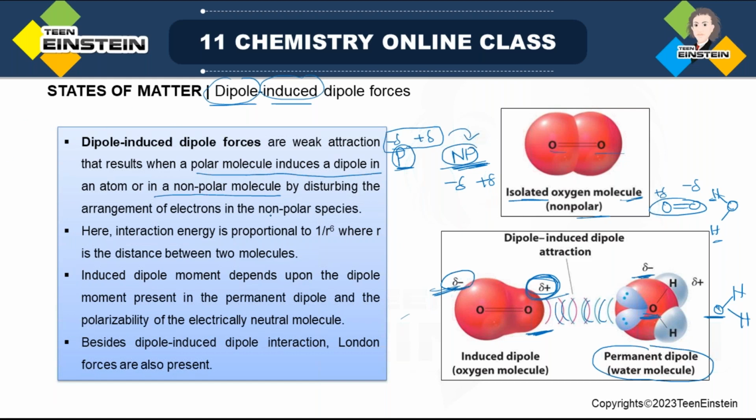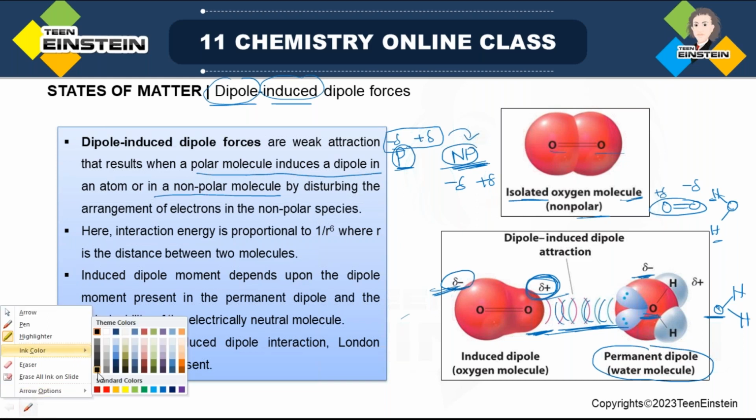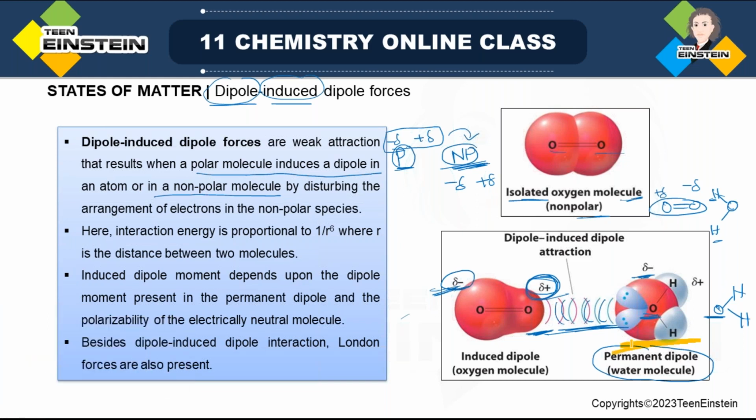The induced dipole moment depends upon the dipole moment present in the permanent dipole. That means here if you consider the water molecule, how much induction there will be depends on the polarity of the molecule that you have taken. Here we have taken the water molecule as the polar molecule. Suppose instead of water you have taken any other molecule which has low polarity compared to water, then it will have less induction effect on the O2 molecule. So that is mentioned here. The induced dipole moment depends upon the dipole moment present in the permanent dipole species.